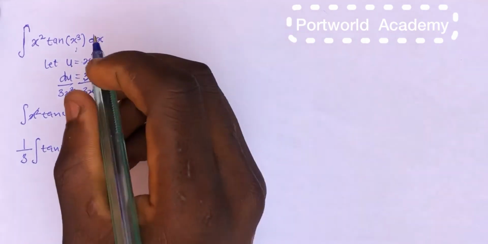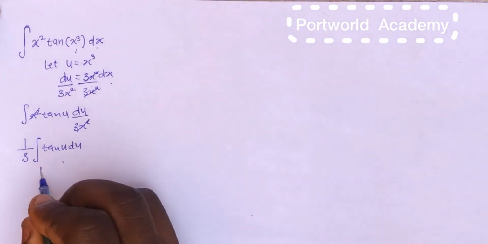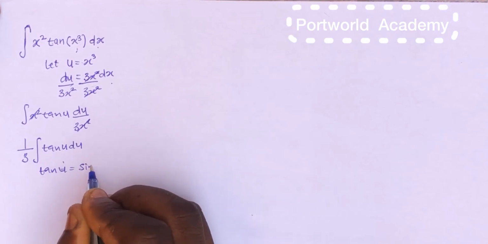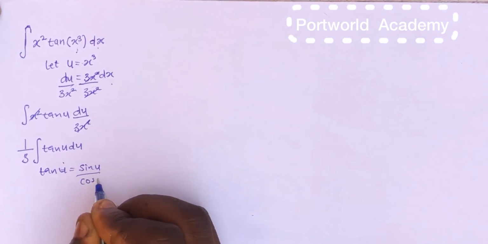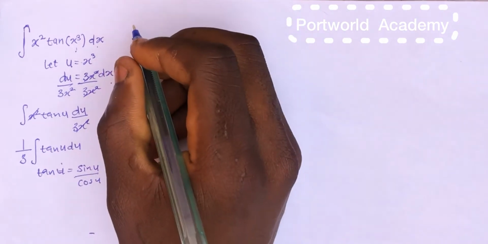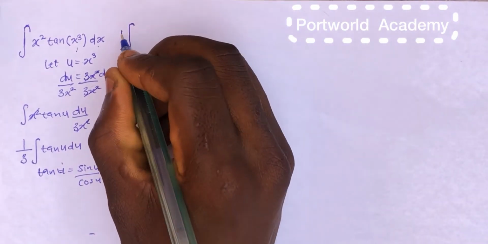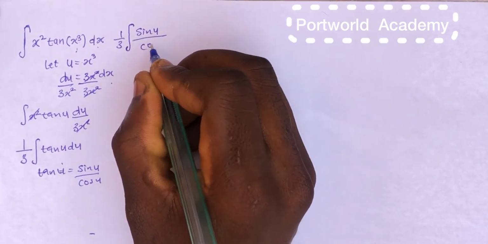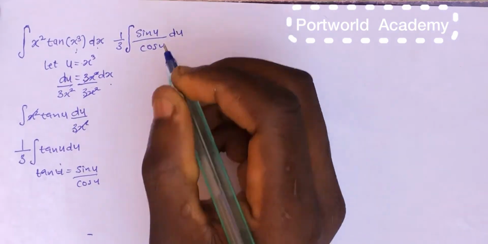In this case, we can express our tan. We know that tan u is also the same thing as writing sine u over cos u, right? So that our integral will change to 1 over 3 times the integral of sine u over cos u du, right?